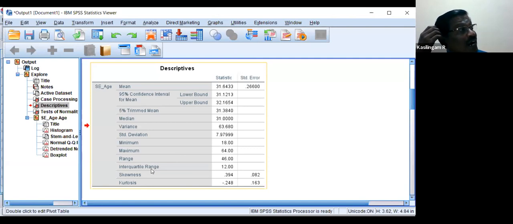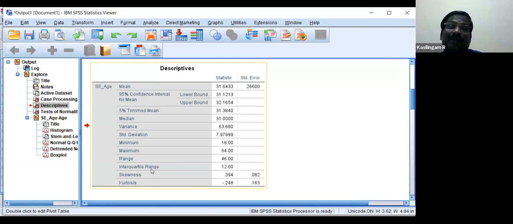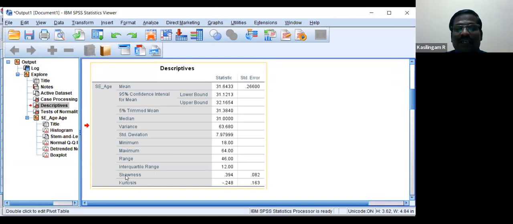So what is Q1? 25% of the people are less than that. What is Q3? 75% of the people are less than that. Right, very good. Now we are going for our method.